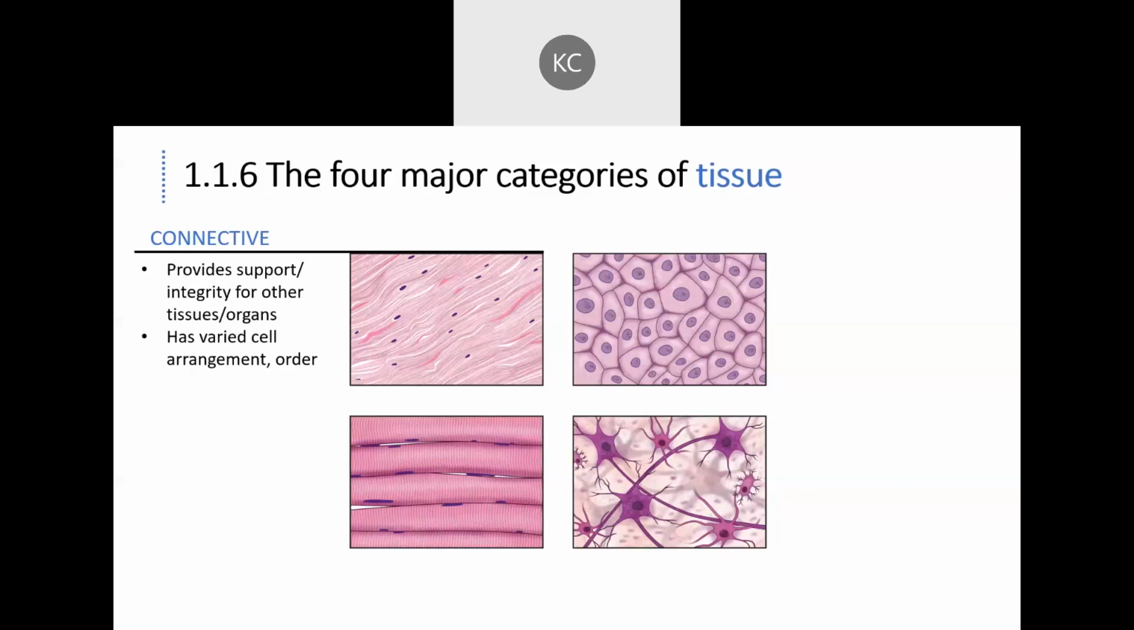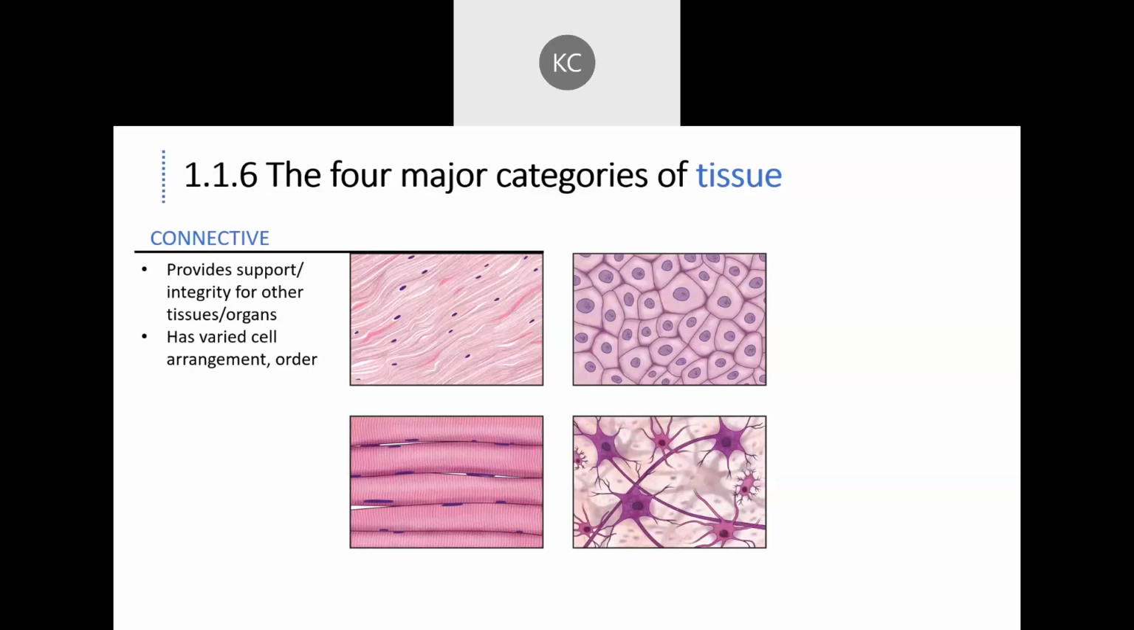Connective is going to provide support for surrounding tissues. It can also allow tissues to come in contact with each other. If you think of something like a tendon that attaches a muscle to a bone, or a ligament attaching a piece of bone to another bone, these are all different types of connective tissue. The cartilage in between your joints is a type of connective tissue. Your bones themselves are a type of connective tissue. The blood in your blood vessels is actually a type of connective tissue. It's a liquid connective tissue.